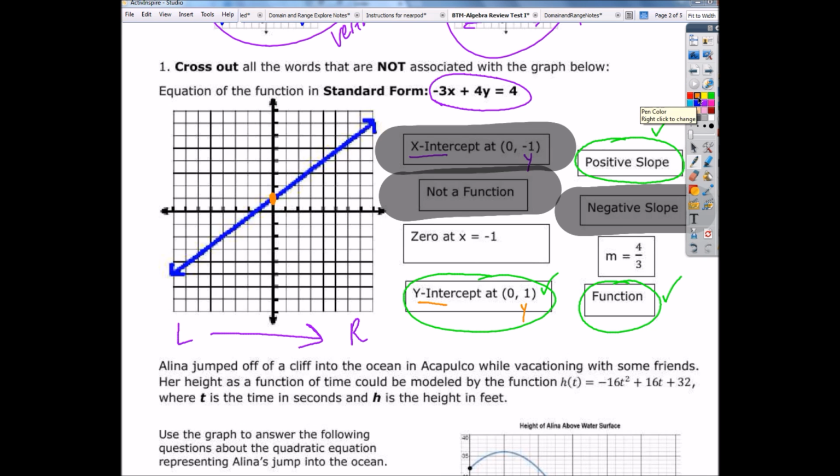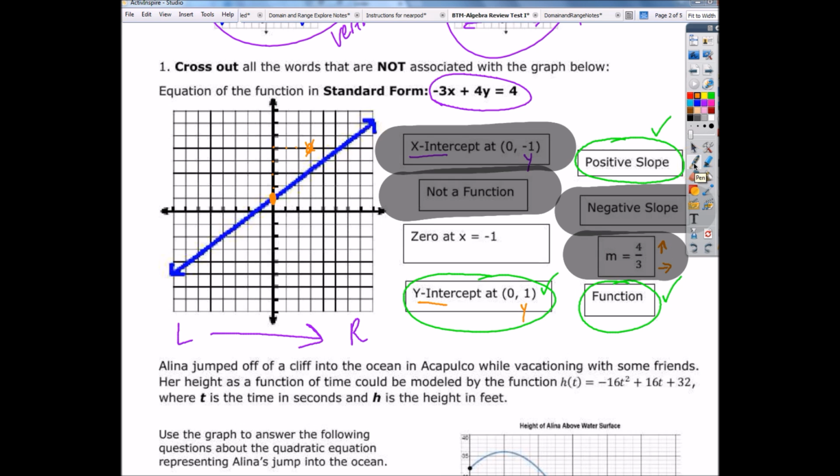Now we've got two that are going to be kind of tricky. Look at the slope right here. It says go up 4 and to the right 3. Well, we already made 1 point. Can I go up 1, 2, 3, 4 over 3? 1, 2, 3. What? There's nothing there. It does not touch the graph. Therefore, this cannot be the slope.